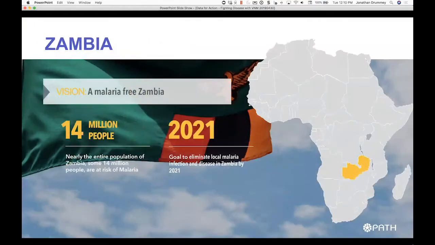And in Zambia, where Visualize No Malaria started, and what I'll be mostly talking about today, the population is between 16 and 17 million people, and over 14 million are at risk of malaria. And Zambia's goal is to eliminate malaria by 2021. And so we've been part of that.